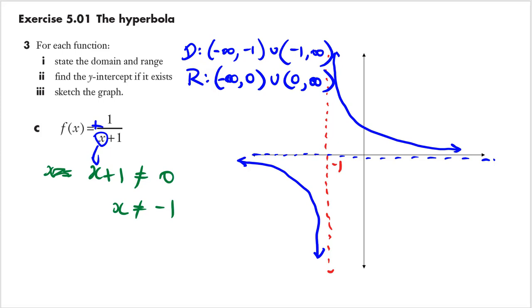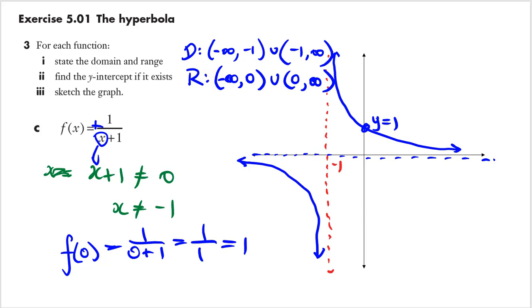Find the y-intercept. Well, we can see that there is a y-intercept, and this time we can substitute what happens when we put x equals 0 into that equation. Well, we get 1 over 1. So the y-intercept will be here at y equals 1.